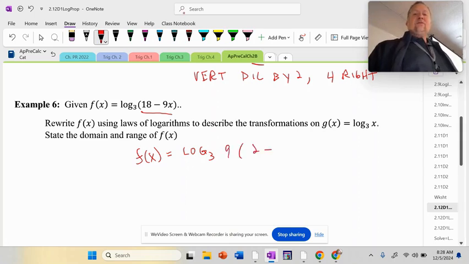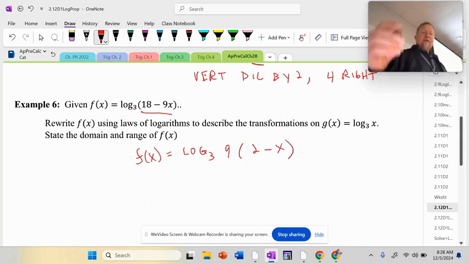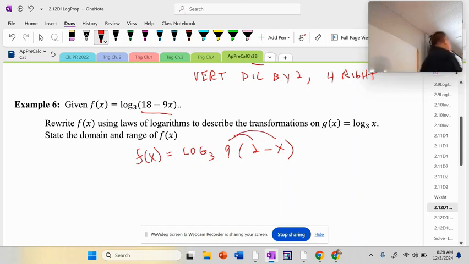9 times 2 minus x. Wait, am I right there? Okay, good. This is the good FOILers, good factors. 9 times 2 is 18. 9 times negative x is negative 9x. Don't throw it back in there. You're going in circles. You're just checking that I did the math right.